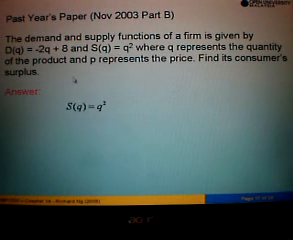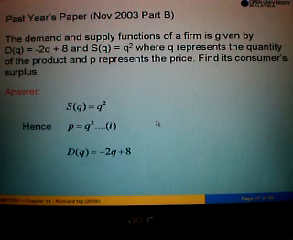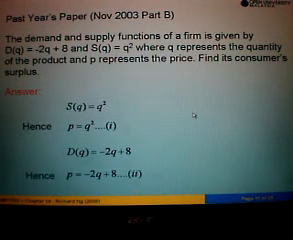So what we do is we write down the supply equation first. So the supply equation is S equals Q square. So S can actually be replaced by P. So P equals Q square. Take this as equation 1. And then the demand line is negative 2Q plus 8.